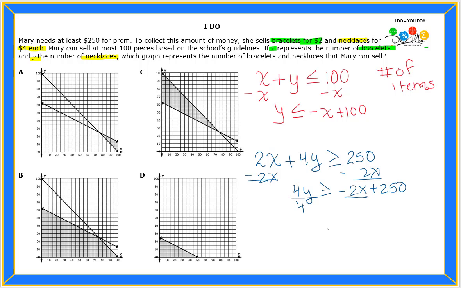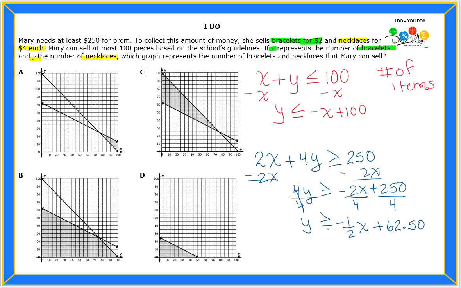And of course, we need to divide by 4, and we have Y greater than or equal to. Now remember, negative 2 over 4 is the same as, think about simplifying, negative 1/2 X. Very good. And now we have 250. So go ahead and divide 250 by 4 and see what we get. We get 62.5, so we're going to say plus 62.5, or 62 and a half, it's up to you.